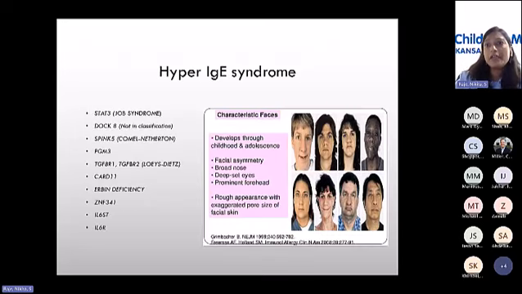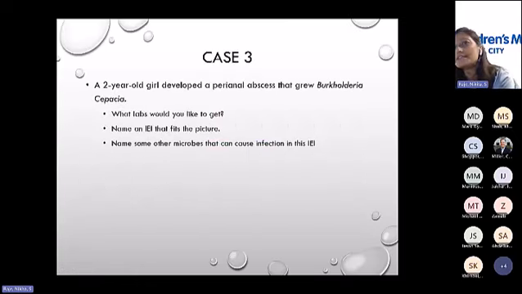Hyper IgE syndrome. Here there's a long list of genes that can cause that. STAT3 or Job syndrome is the typical one. They have these atypical facies, and along with that they are prone to having those cold abscesses. DOCK8, again, not a hyper IgE syndrome by classification, but it does behave like that: high IgE, lots of viral infections or fungal infections. Comel-Netherton is caused by SPINK5 gene defect. That syndrome has bamboo hair. PGM3 can have neurological defects along with hyper IgE. So the list goes on. There are typical features of each one of these.